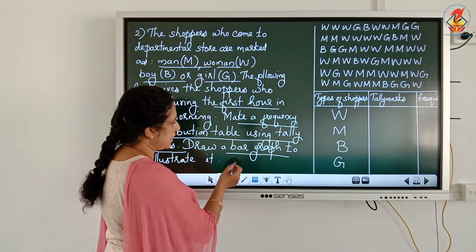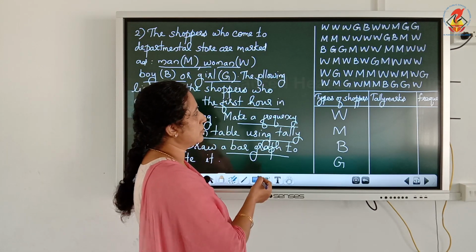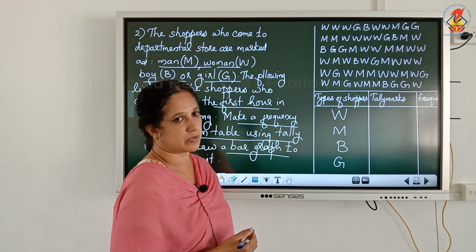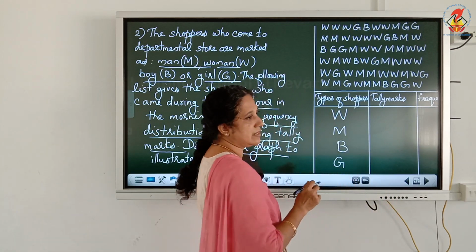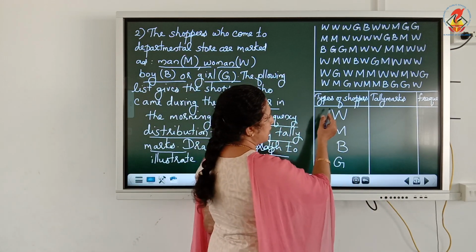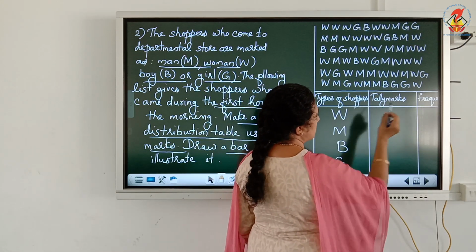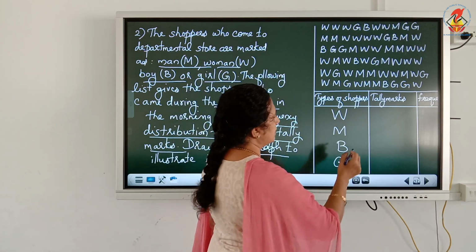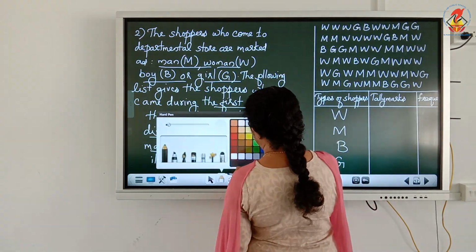So for ungrouped data what can we draw? We can draw a bar graph. So in order to illustrate the given data, we can draw a bar graph also. After making the table and putting the tally marks, we have to draw the bar graph also. Now the table consists of 3 columns: types of shoppers, tally marks and frequency. Now first, we have to put the tally marks. Okay, so we can start putting the tally marks.